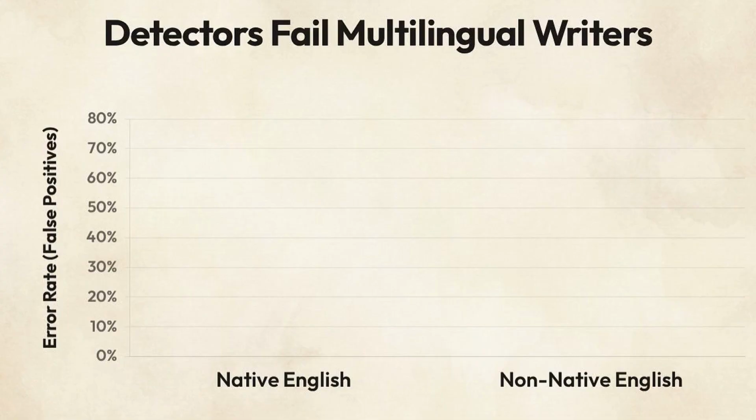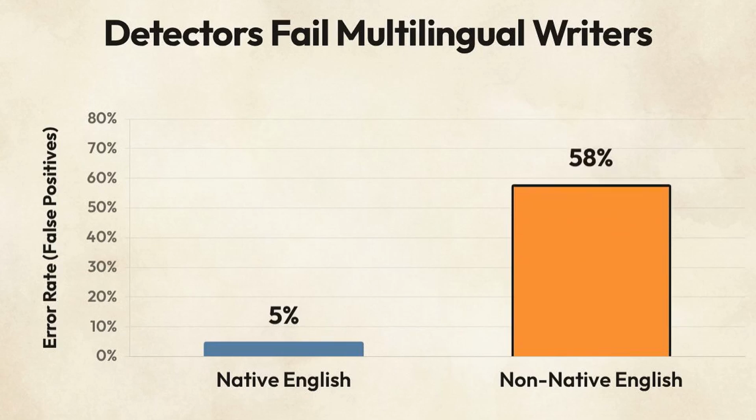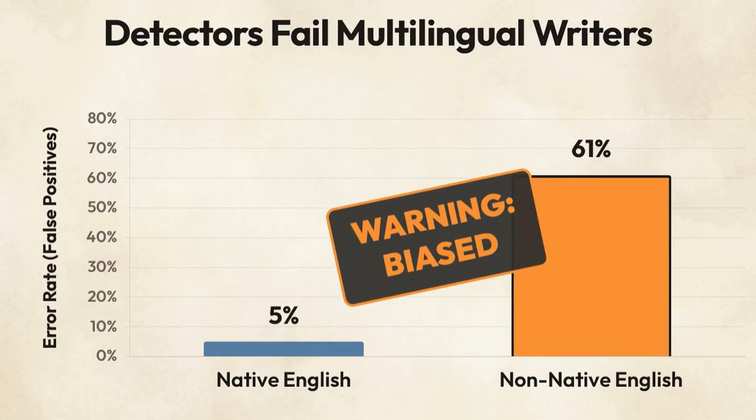To verify that the hypothesis is the student's own work, educators often rely on AI detection software. This chart compares the false positive rates of AI detectors based on the author's primary language. It shows a low error rate for native English writing, but a heavily skewed false positive rate for non-native writing, rendering the software highly biased.